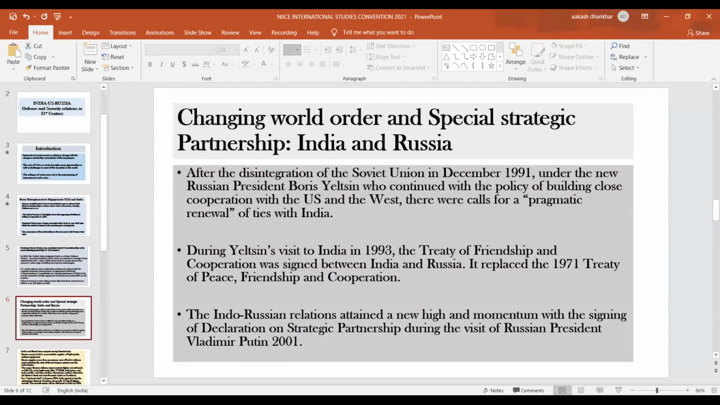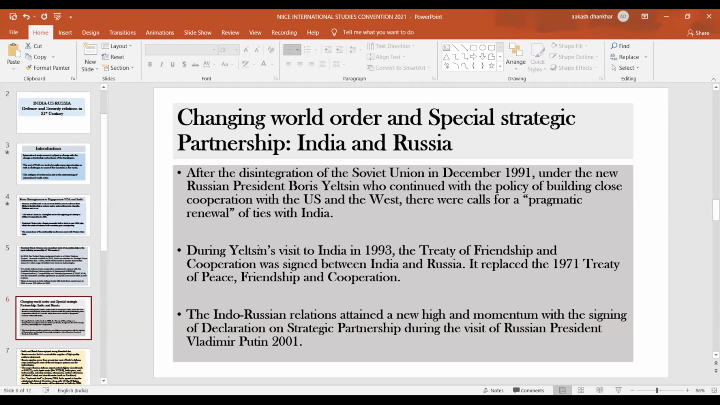Now I would like to continue with India and Russia. After the disintegration of the Soviet Union in 1991, under President Boris Yeltsin, who continued the policy of building cooperation with the US and the West, there were calls for a pragmatic renewal of ties with India. And during Yeltsin's visit to India in 1993, the Treaty of Friendship and Cooperation was signed between India and Russia, which replaced the 1971 Treaty of Peace, Friendship and Cooperation.